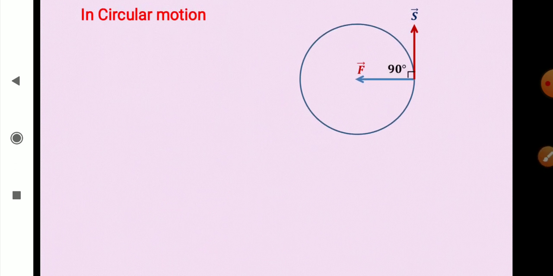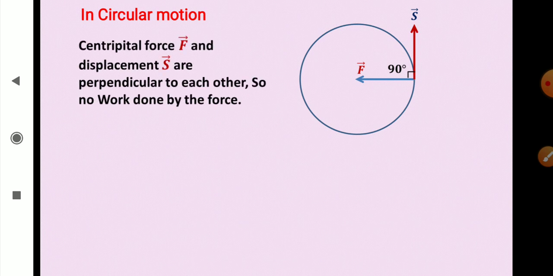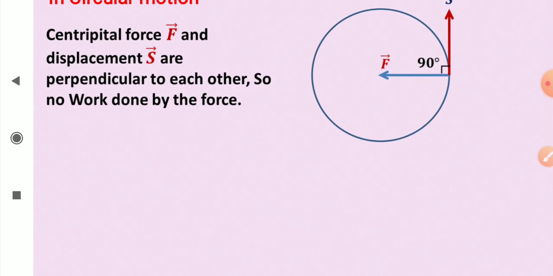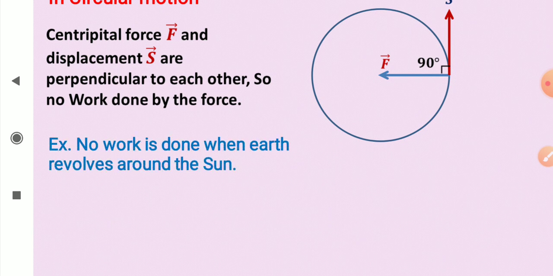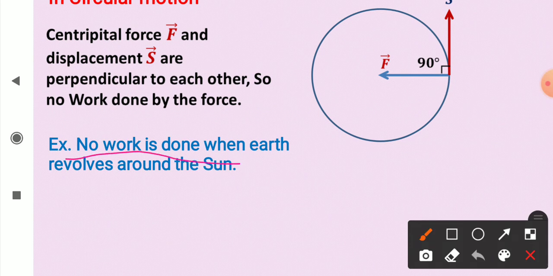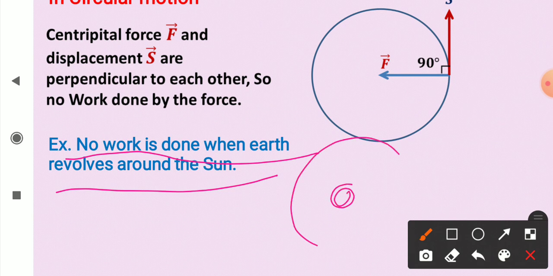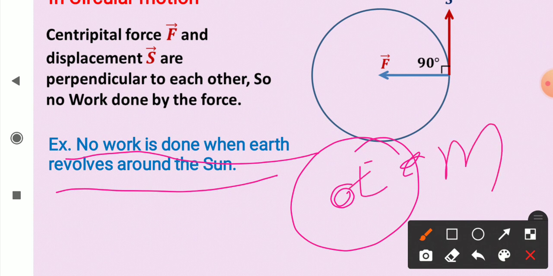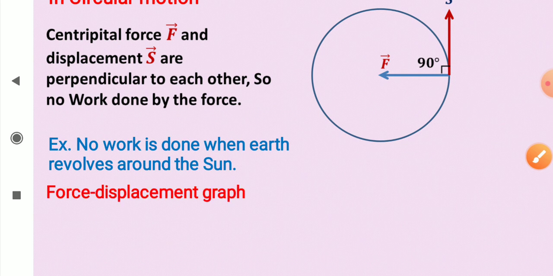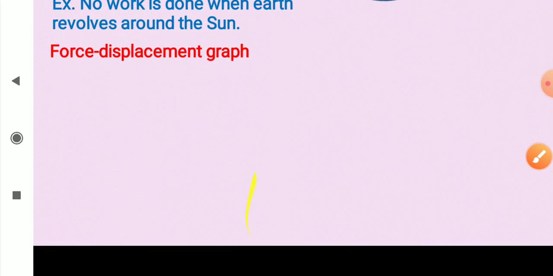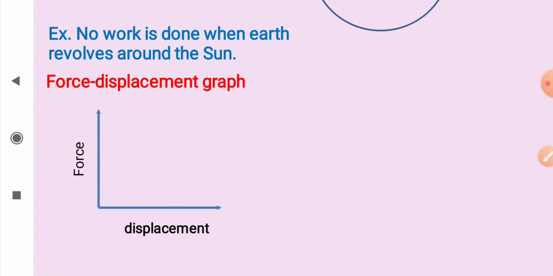So here you can see centripetal force F and displacement S are perpendicular to each other. So no work is done by this force. And a very good example, no work is done when Earth revolves around the Sun. For that matter, no work is done when the Moon revolves around the Earth. Moon M is revolving around the Earth. No work is done.